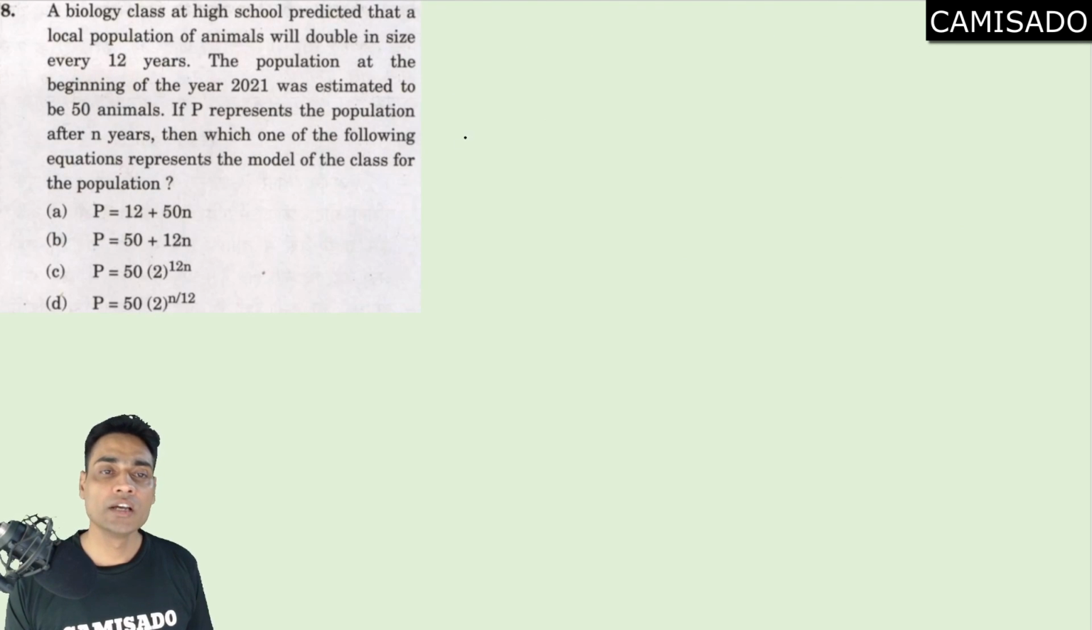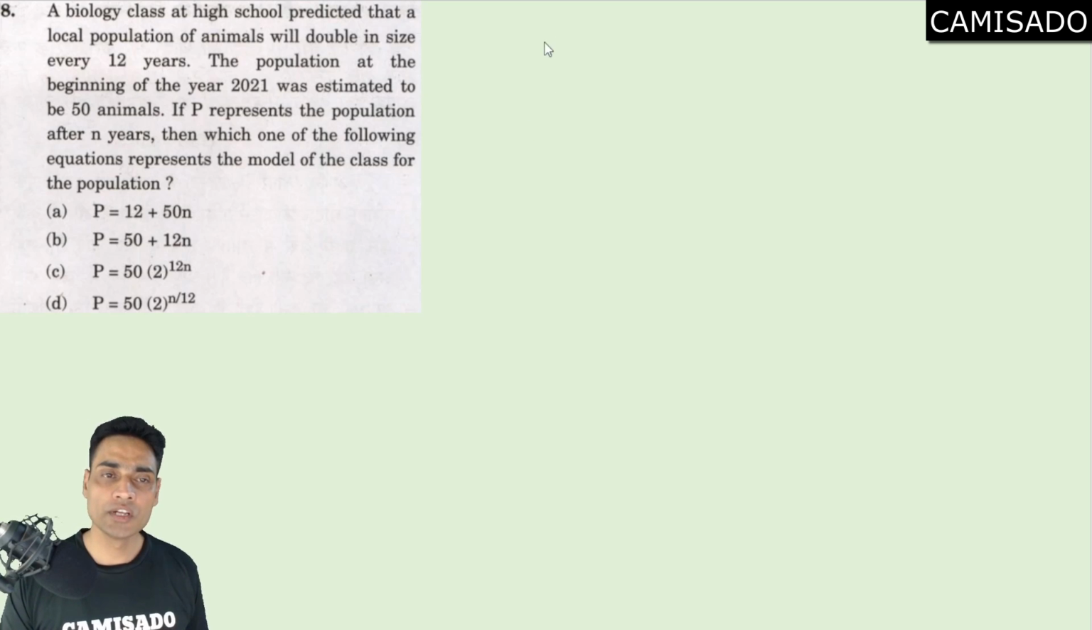Now next, a biology class at high school predicted that a local population of animals will double in size every 12 years. The population at the beginning of the year 2021 was estimated to be 50 animals. If P represents the population after n years, then which one of the following equations represents the model of the class for the population? Actually, this question is, I can say, of compound form. Basically, the value is compounding. After every 12 years, the value is compounding.